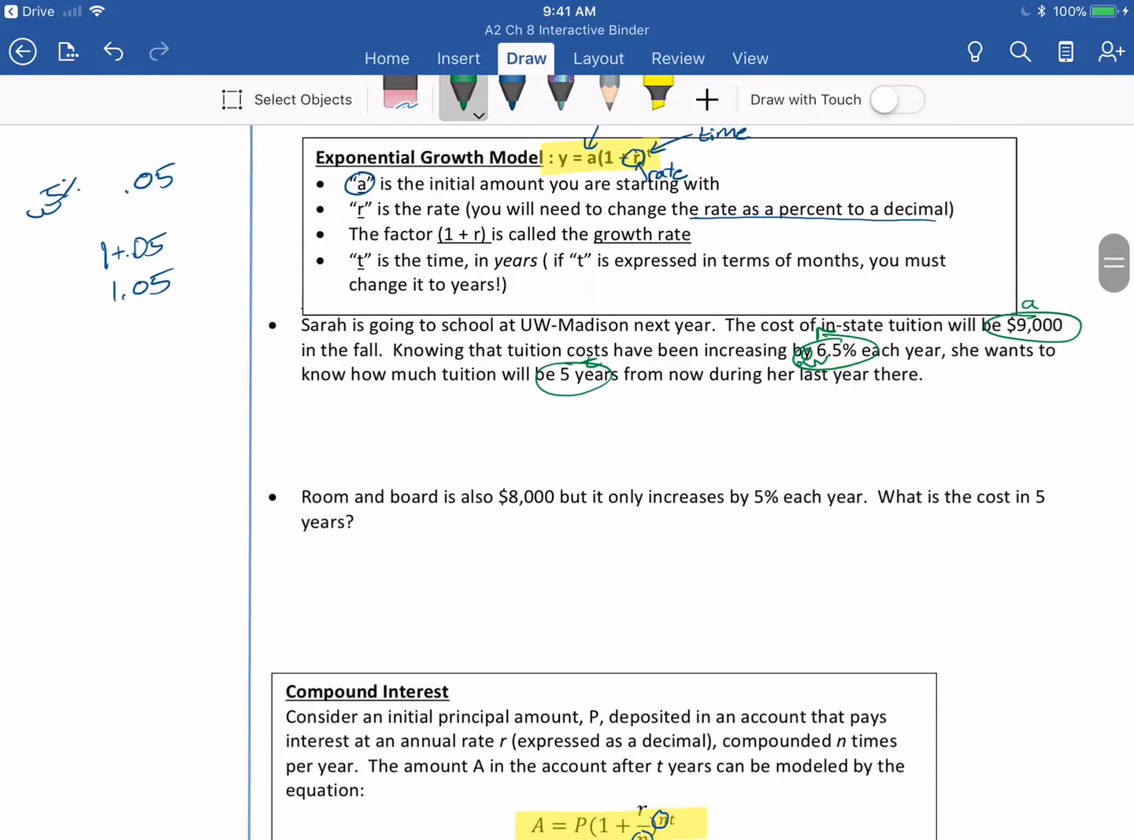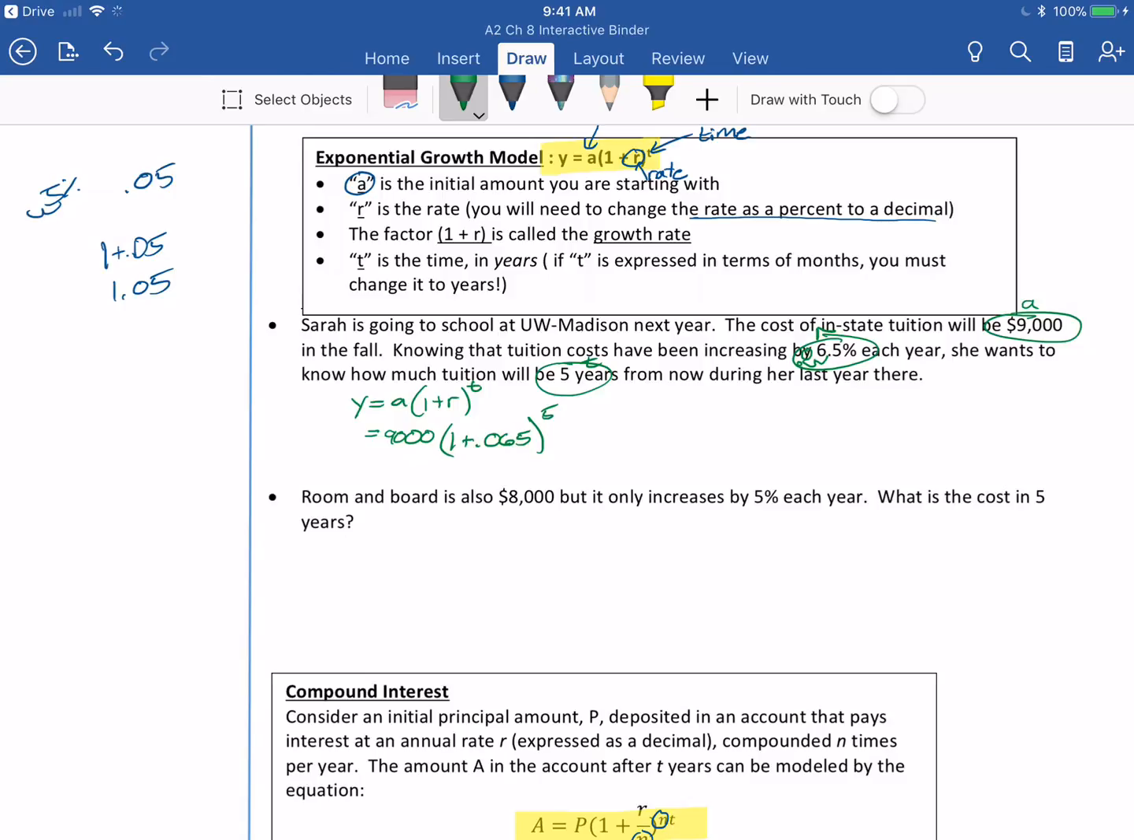Now it's as simple as plugging these in. I get y equals a times (1 plus r) to the t. My a is $9,000, and then I have 1 plus 0.065 to the 5th power. Now it's really just plugging this into your calculator, and making sure you know how to do it correctly. Make sure you put the parentheses in the exact same spots. Even when I'm doing this, I like to go step by step because I know PEMDAS, and you should too.